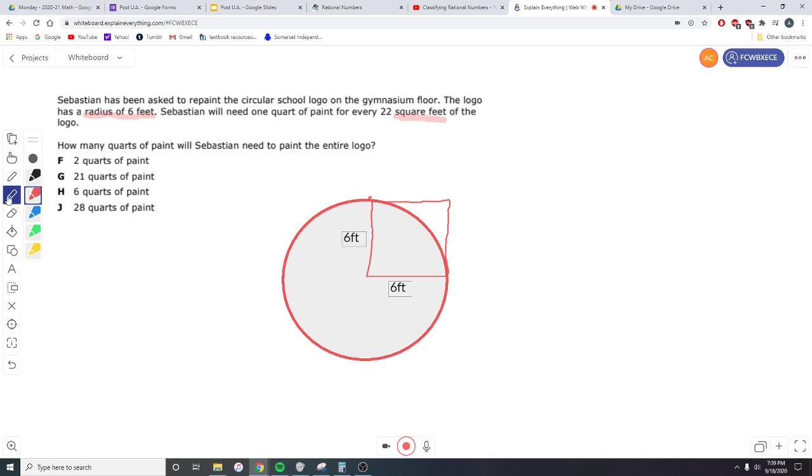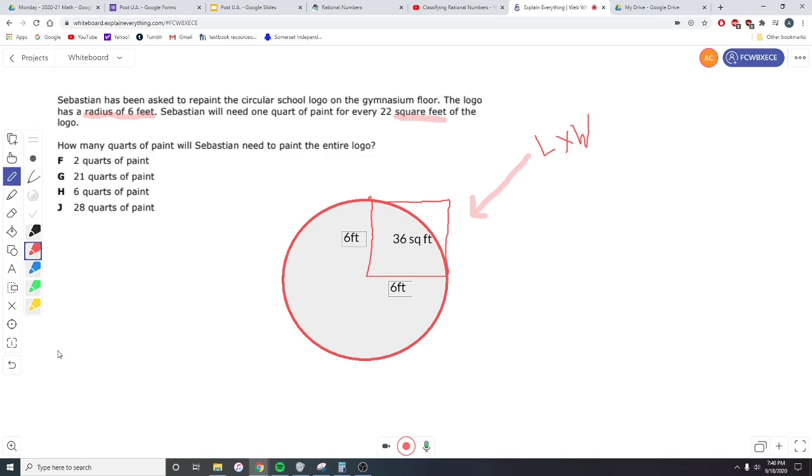And remember, we care about the area of the circle. If we want the area of the circle, we need to find the area of this radius square. Remember, we follow length times width. So this is 6 times 6. The area of this square is 36 square feet.